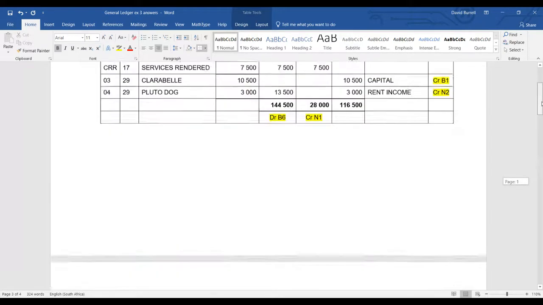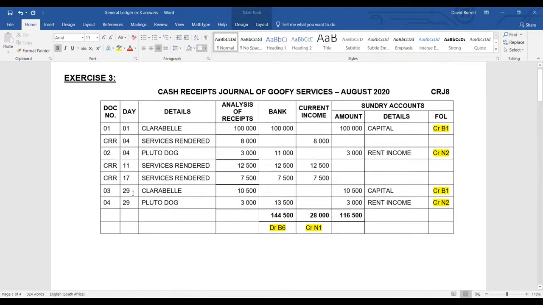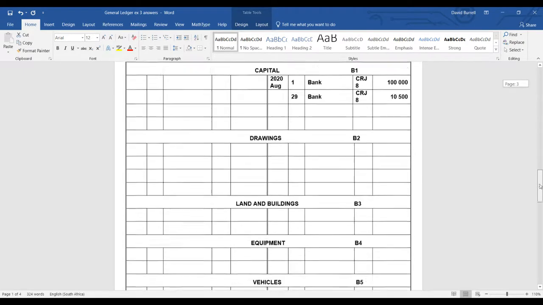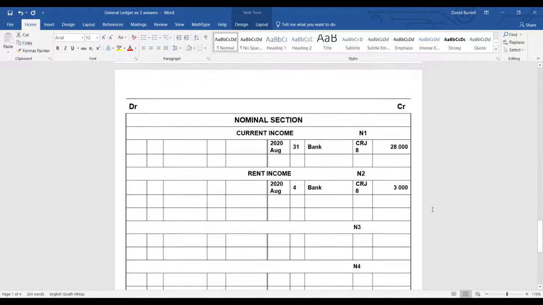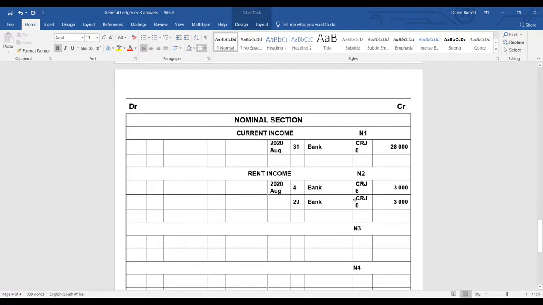And I think we had one last transaction in the cash receipts journal. It was also on the 29th, and that was also rent income. It was an amount of 3,000 Rand to the credit side of our rent income account, which is account N2. So it's another 3,000 Rand. And that date was the 29th. And so the matching debit will be in the bank account. And that's CRJ8. And that's it. We've posted from the cash receipts journal.